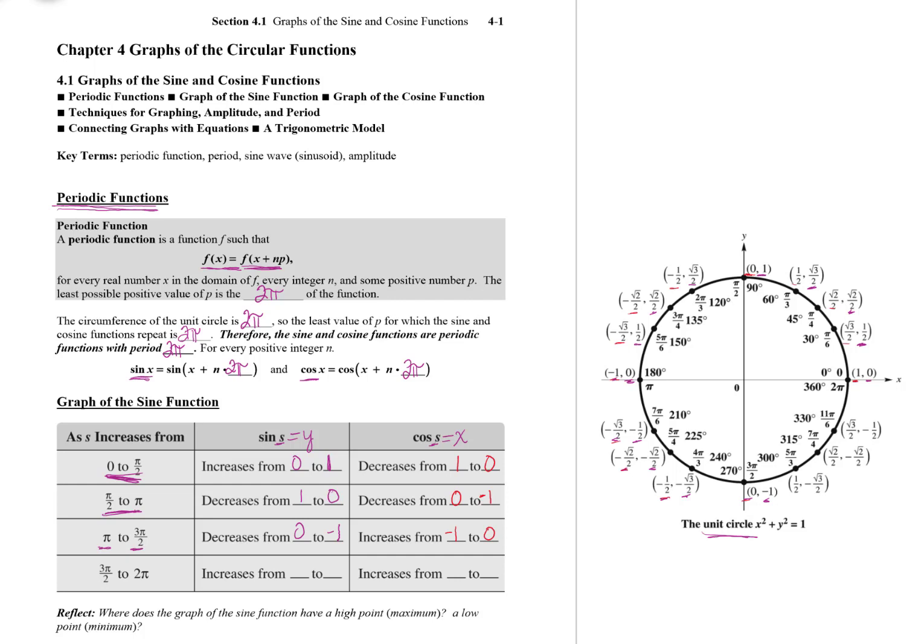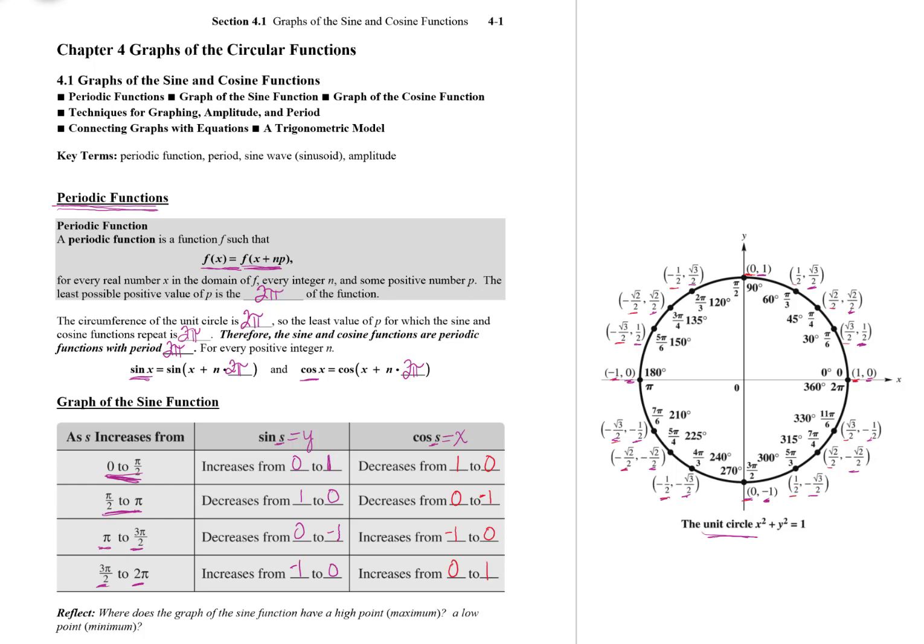Then for sine, from 3 pi over 2 to 2 pi, that's in the fourth quadrant. You can see also the radians are labeled here, 3 pi over 2 up to 2 pi. The y values go from -1 up to 0. And then the cosine values, which are the x's, go from 0 to 1.